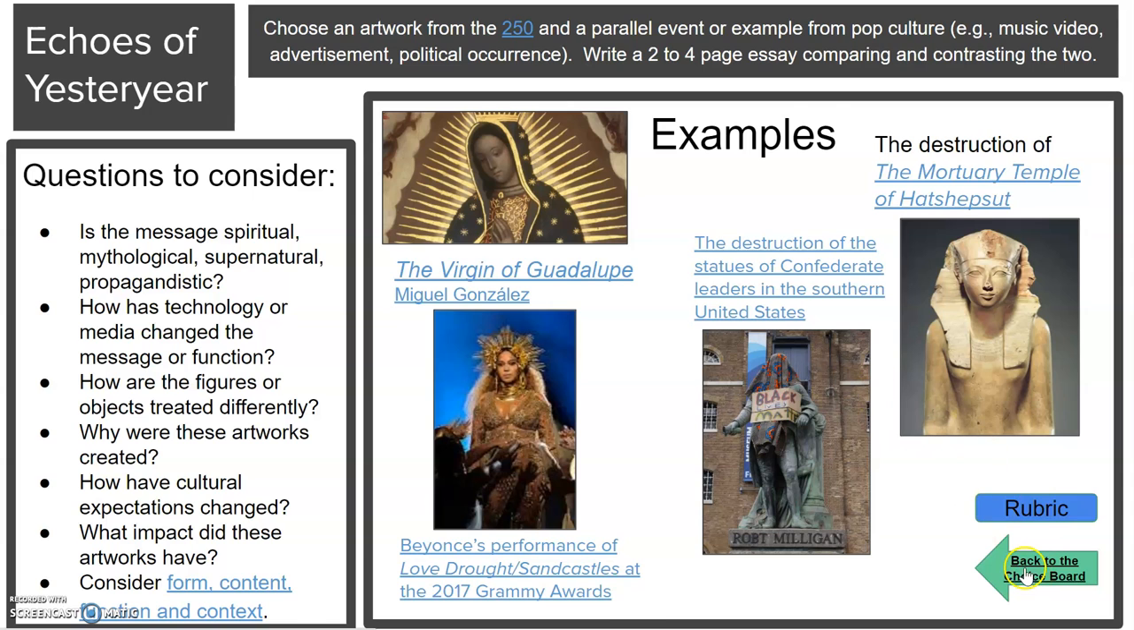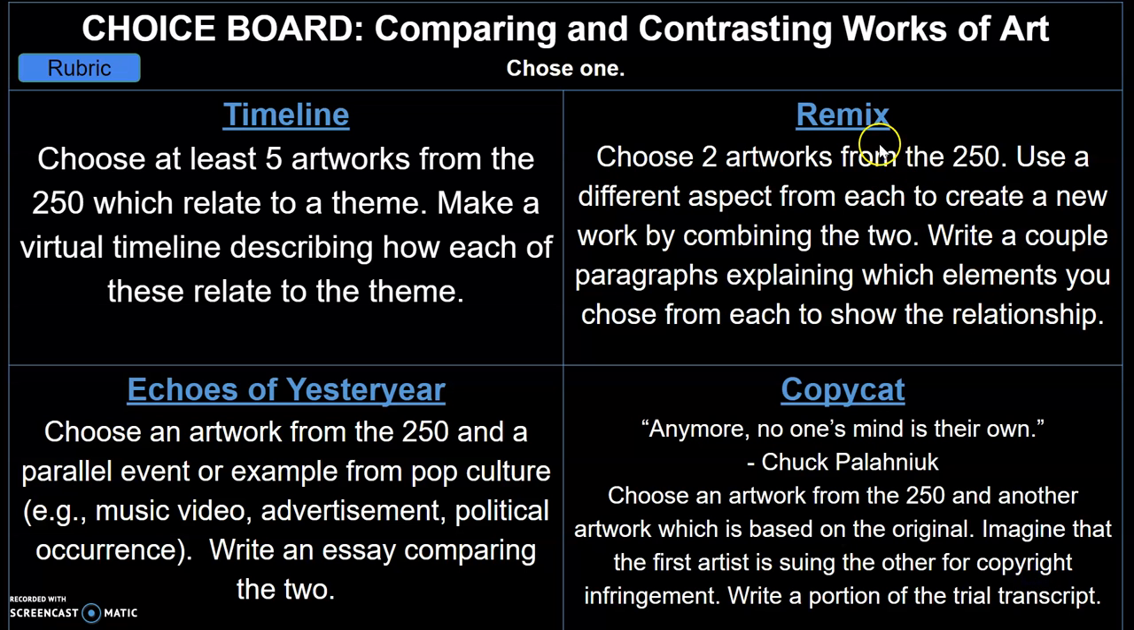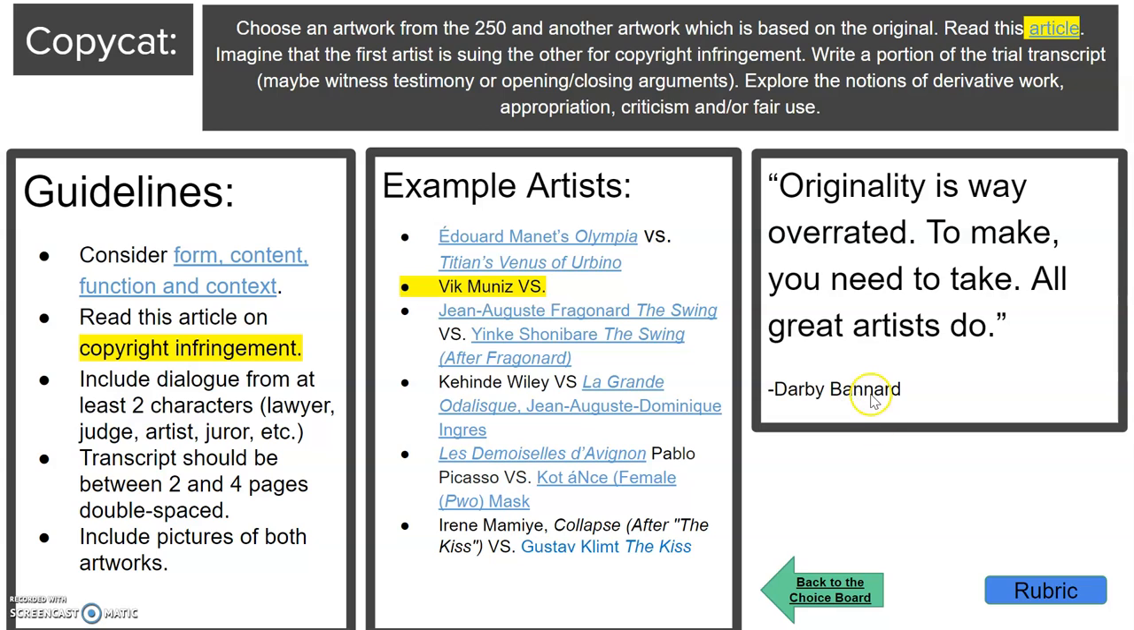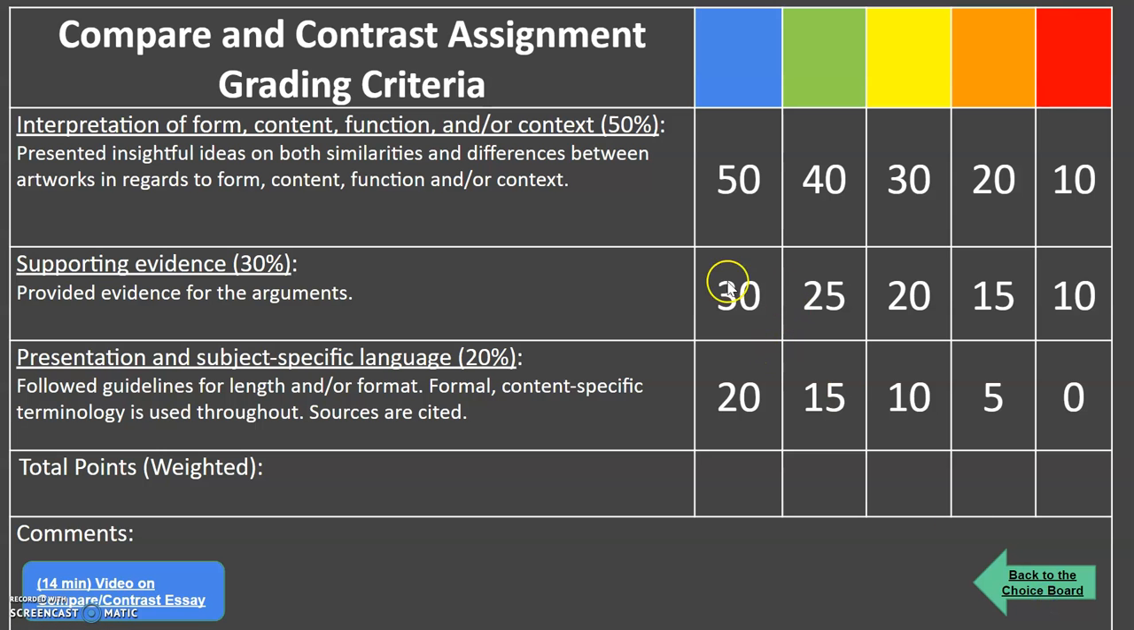And then, okay, so I don't like this assignment. I'll go back to the choice board and maybe I'll take a look at copycat. So I've given these different options, or they can come up with their own. This is where they write a trial transcript of a copy. And here's the rubric.